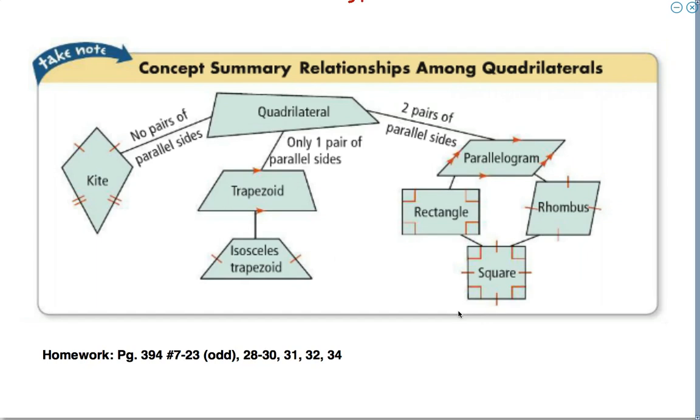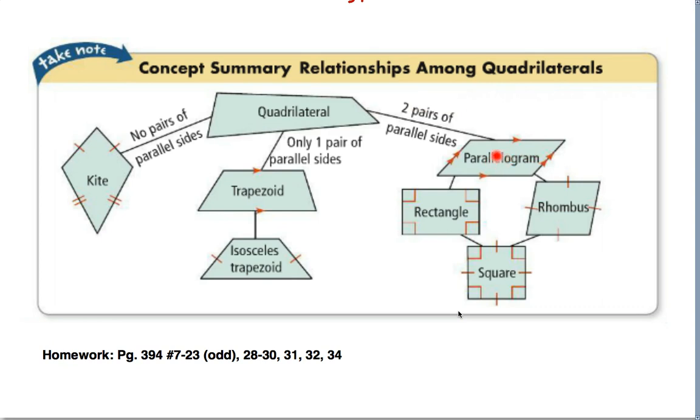All right, here's a diagram that we really need to understand its complexity, okay? A lot of names here that we've known going back to before preschool, most likely, but we have a 4-sided polygon. We call it a quadrilateral. What we just established, no pairs of parallel sides, it's a kite. Only one pair of parallel sides, it's a trapezoid. A more specific trapezoid is an isosceles trapezoid. 2 pairs of parallel sides, it's a parallelogram.